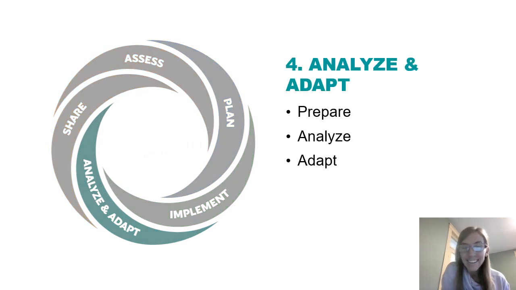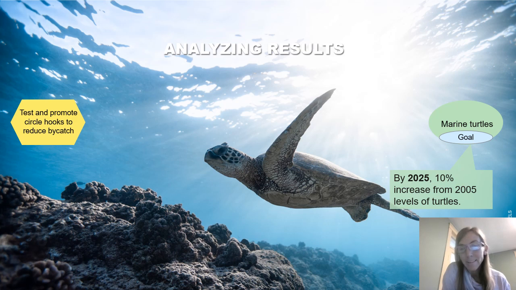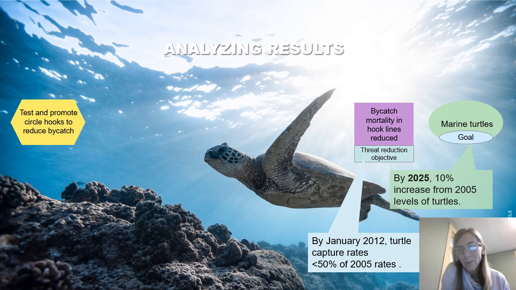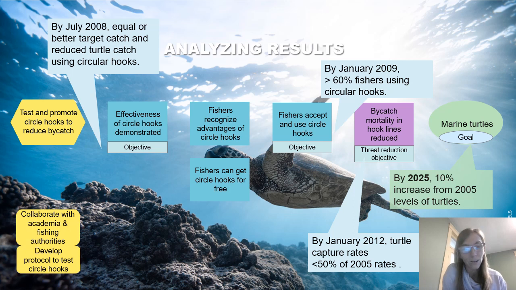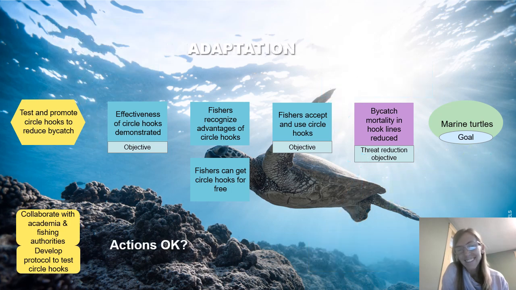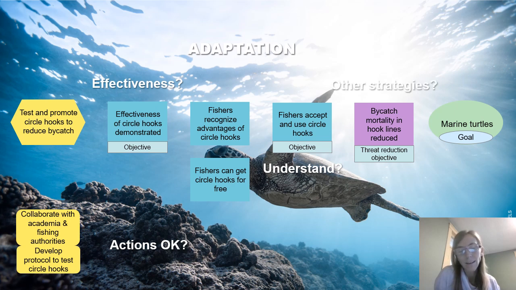So that brings us to the next step of analyzing and adapting. In this case, we are in a position to analyze our results. So the goal that by 2025, we'll have a 10% increase from 2005 in the levels of sea turtles. And then we've got the SMART objective of by January 2012, turtle capture rates will be less than 50% of 2005 rates. And we also have our objective that we already stated, that by July 2008, equal or better target catch and the reduced turtle catch using circular hooks. So were we able to meet those goals or not? We want to be able to look at the effectiveness of our strategy and being able to really understand and measure the outcomes.